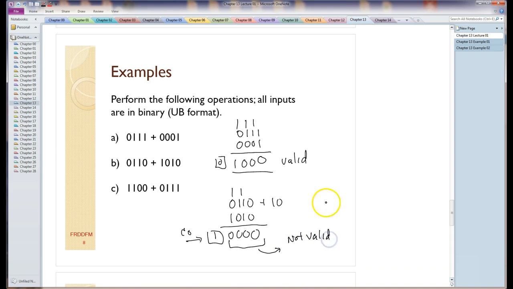I mean, they're valid bits, but it doesn't reflect the sum of the 2 inputs. Okay, so the last example here, we have 1, 1, 0, 0 plus 0, 1, 1, 1. So that's 1, 1, 0. Carry the 1, 0, 1. Once again, we have a carry, which indicates that these bits right here are not valid.